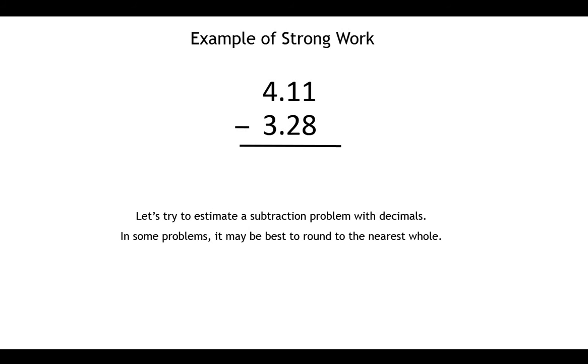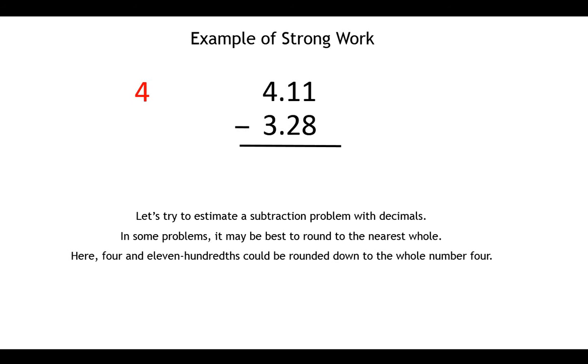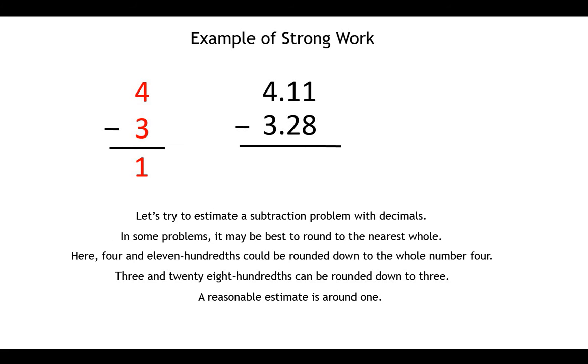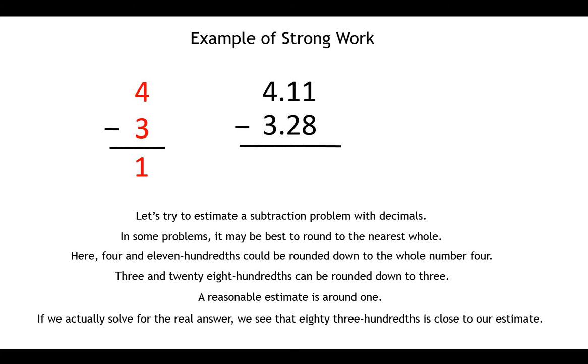Let's try to estimate a subtraction problem with decimals. In some problems, it may be best to round to the nearest whole. Here, 4 and 11 hundredths could be rounded down to the whole number 4. 3 and 28 hundredths can be rounded down to 3. A reasonable estimate is around 1. If we actually solve for the real answer, we see that 83 hundredths is close to our estimate.